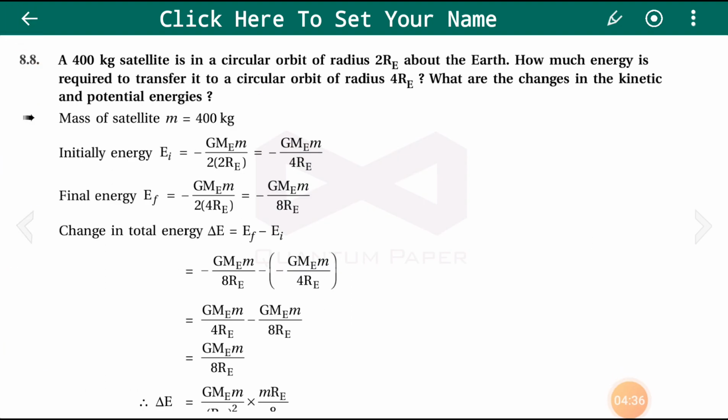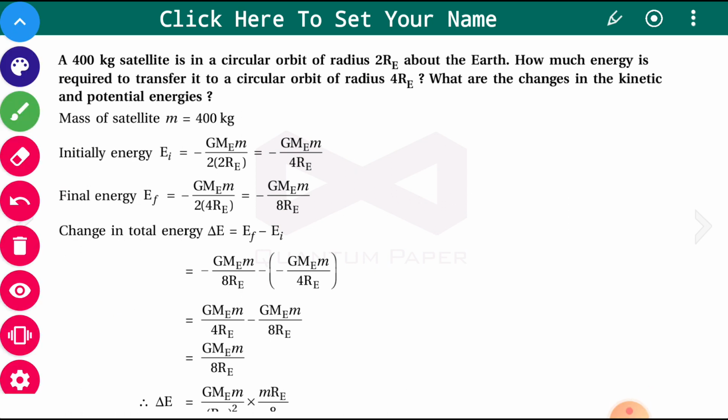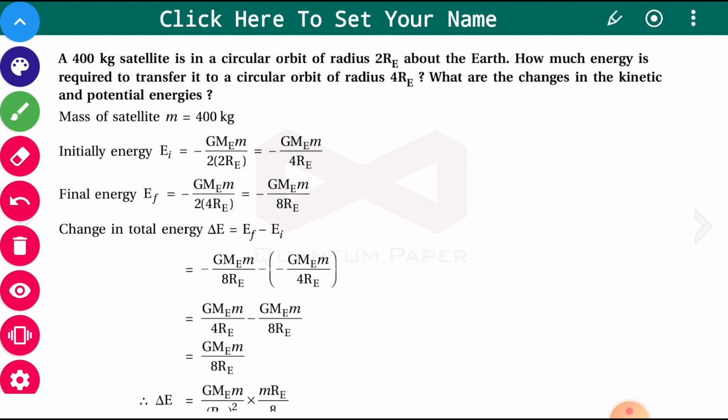Now we are having the next illustration, example 8.8. A 400 kg satellite is in a circular orbit of radius 2RE. The radius of the orbit initially is 2 times RE, about the earth. How much energy is required to transfer it to the circular orbit of 4RE? What are the changes in the kinetic and potential energy?